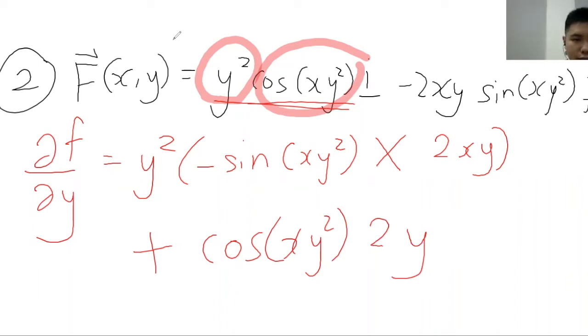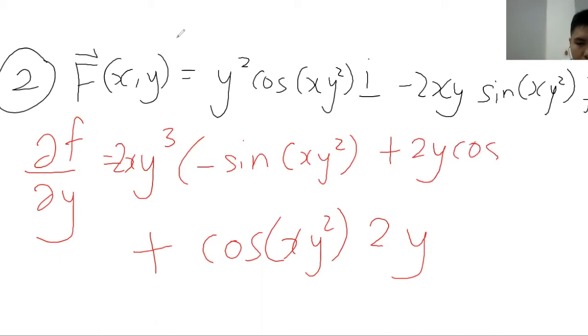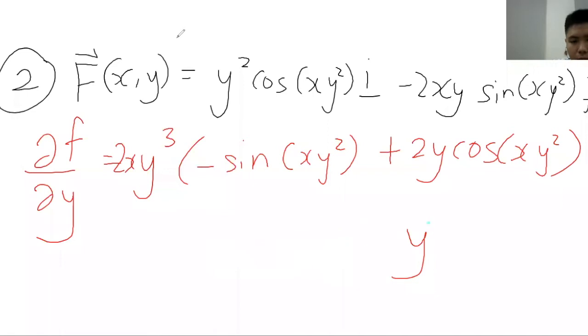And we're going to summarize this. Y squared times y is y cubed, and we have 2x, so I'll put it nicely: negative 2x y cubed sine of x y squared, plus 2y cos of x y squared. I can put the negative sign in front. See whether you want to factorize the y out.